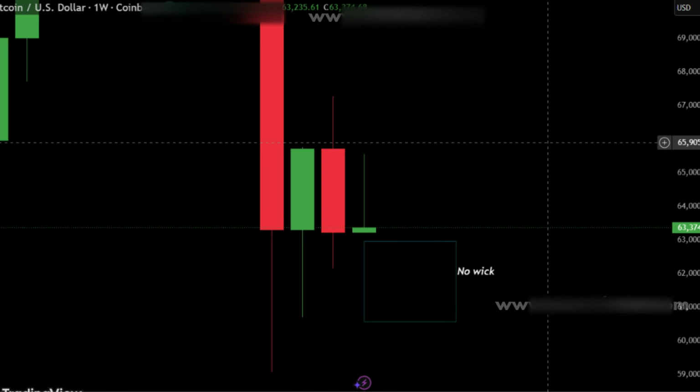The same no-wick concept should be applied to the monthly candle, the 3-monthly candle, the 6-monthly candle, and the 12-monthly candle. You can also apply it to the weekly and daily candles. If there is any missing wick to the downside, or the bottom, you can expect the price to revisit that level and make a proper wick.